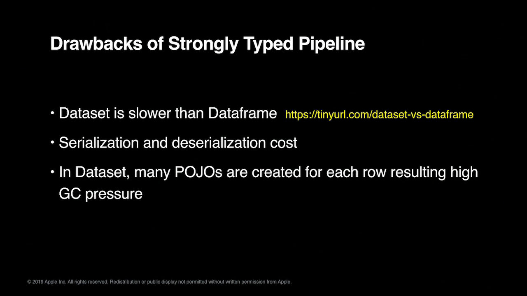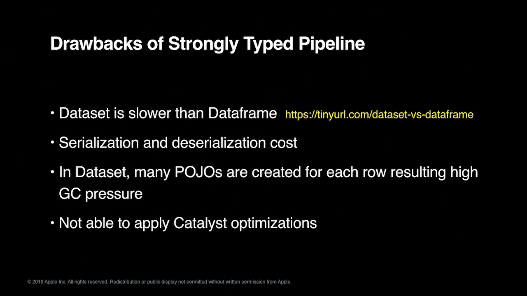And because many POJOs are created for each row when you process the data, we're going to have a lot of GC pressure. We create a bunch of objects and we immediately put them into the garbage collector. So it's creating a lot of GC pressure as well.